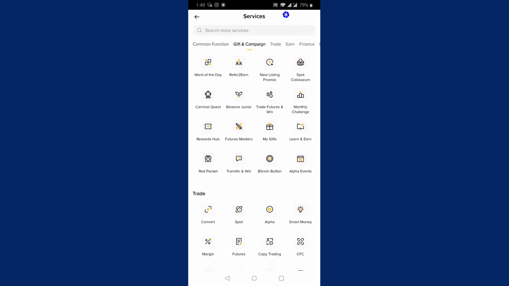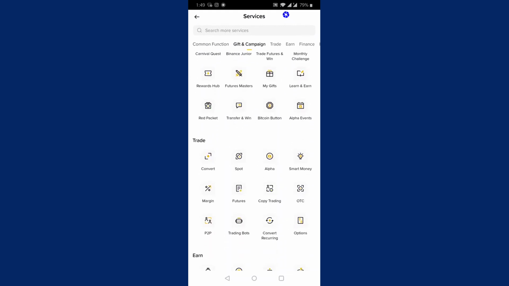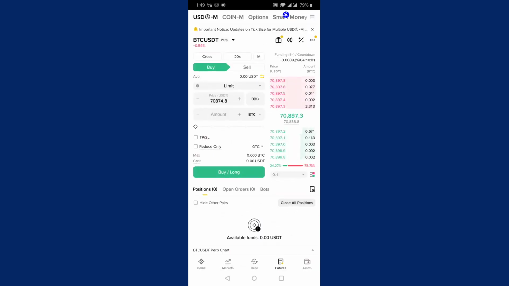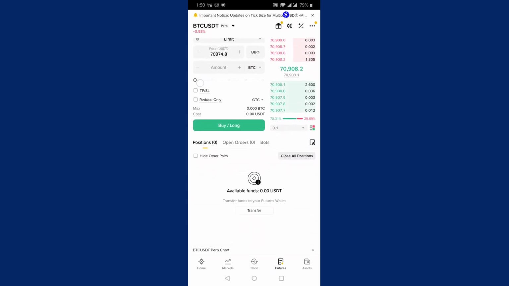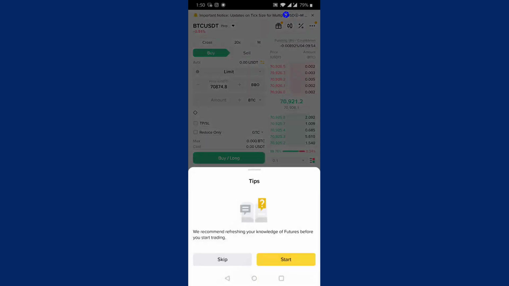Sign into your account using your credentials. Once logged in, navigate to the main menu where you will find the option for the futures trading section. Ensure that your futures account is activated, as this is necessary for accessing the trading features. You should confirm that you are viewing the futures trading screen before proceeding to the next step.